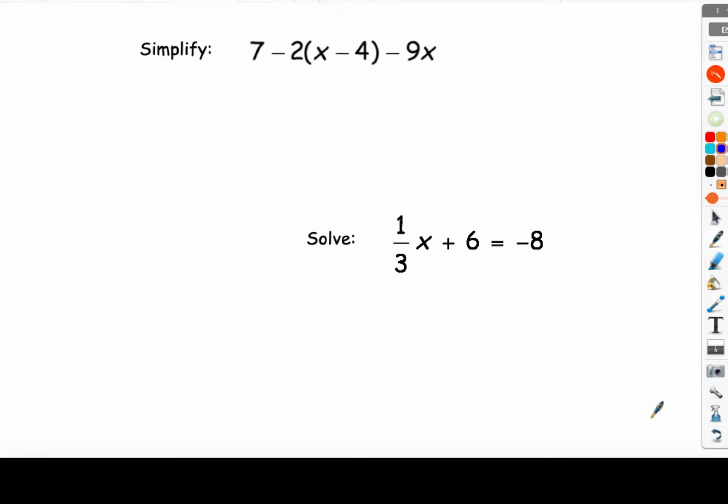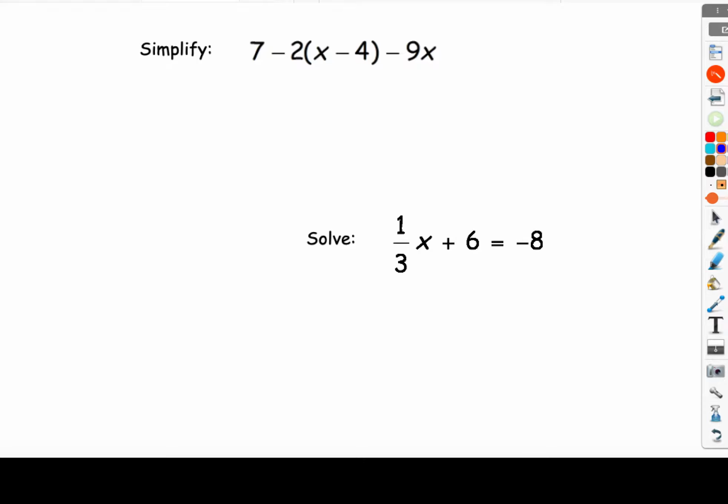All right, this video is going to talk about how to solve equations that have multiple steps. A couple of things to review very quickly are what we do in order to simplify a statement, such as the statement up top, and also how to solve an equation that has multiple steps to it, such as the equation on the bottom.